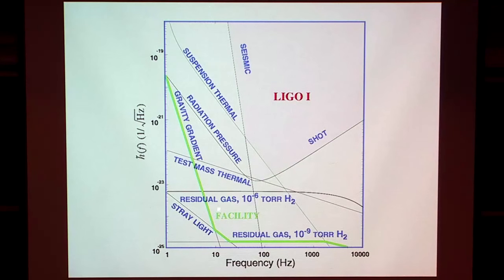Here are some other noises that are very important. You have to have vacuum. So here, for example, gas in those long arms, 4-kilometer arms, has to be better than 10 to the minus 9 torr of hydrogen.